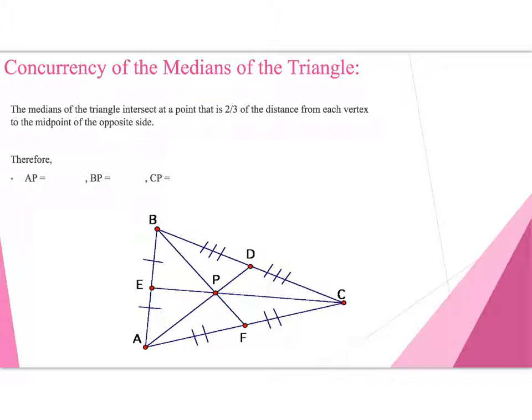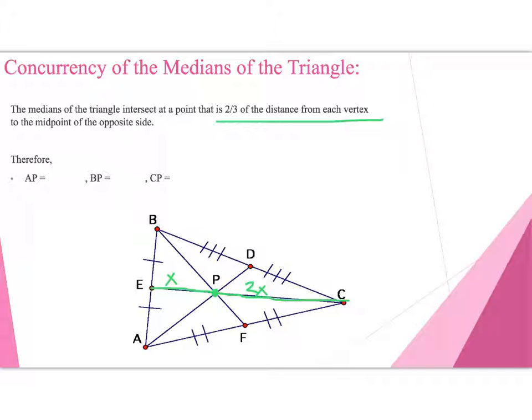And so there's a special relationship with the medians after they intersect, and that is that the medians of the triangle intersect at a point that is 2/3 the distance from each vertex to the midpoint of the opposite side. So if you think about this here, this is two pieces, and from the side to the centroid is one of the pieces.